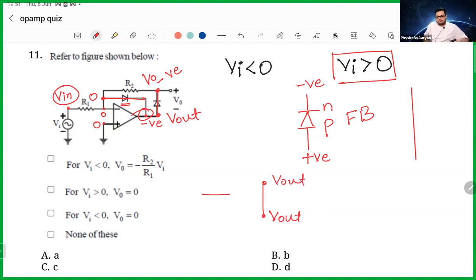Then I make the connections, and this is my op-amp, and this acts like a wire. Whatever voltage is at this point is the voltage at this point. Since the voltage here is zero, the voltage here is also zero, and the V output also comes out to be zero. So if V input is greater than zero, then V output is zero. That is the first option that is going to be correct.